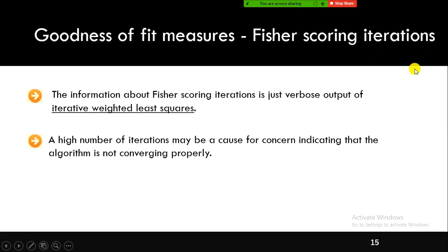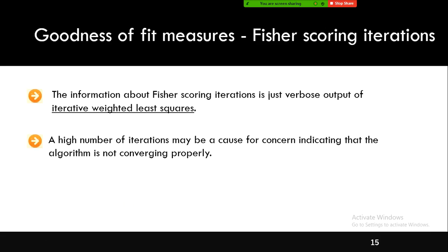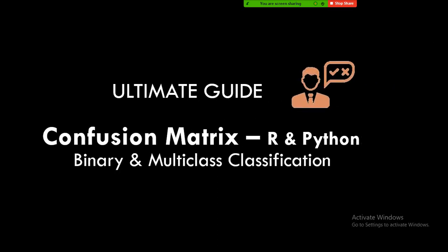Next, you might have noticed this one, Fisher scoring iteration, in the R summary output. See here, the Fisher scoring iteration is 6. The lesser the value, the better. That means my model takes fewer iterations to converge. What do you mean by converge? Converge is nothing but the model keeps iterating until it is able to get the lesser error. That is what converging means here. You will understand converging a little later also, when I talk about other machine learning algorithms, and you will be able to understand it very clearly.